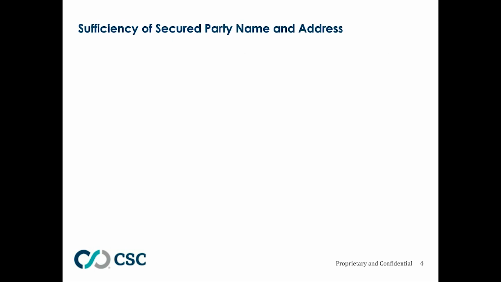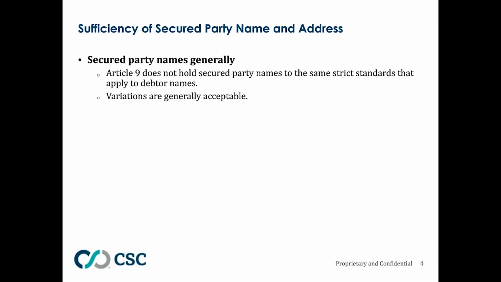The financing statement must also provide a name and mailing address for each secured party that's provided. So it's important to know what's sufficient as the name of the secured party. When it comes to secured party names, it's important to know that Article 9 doesn't hold those to the same high standard that it does for the accuracy of debtor names. And there's good reason for this, and I'll get into that in a second.